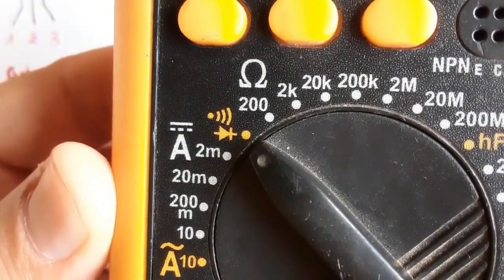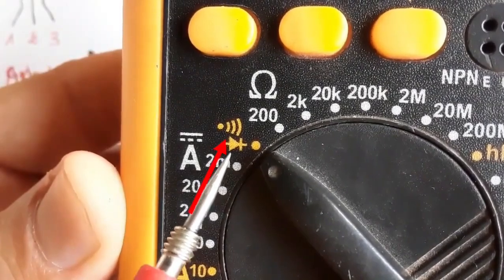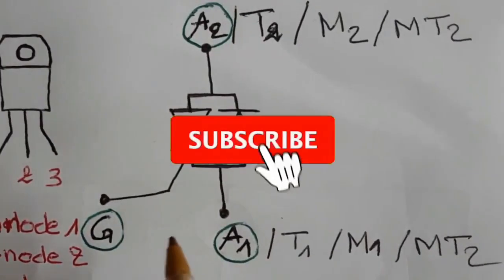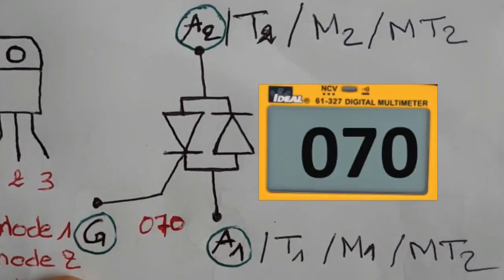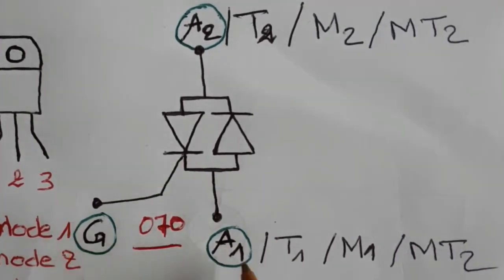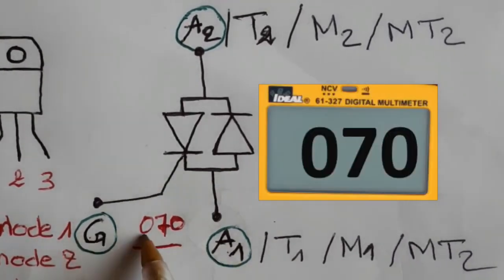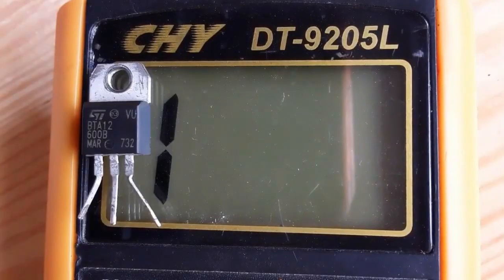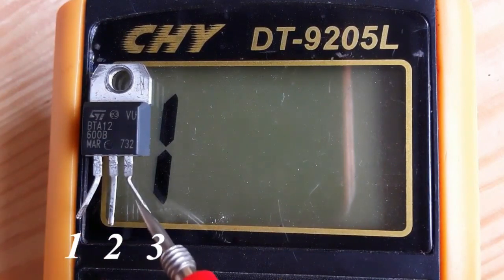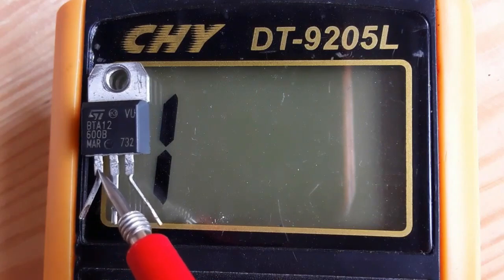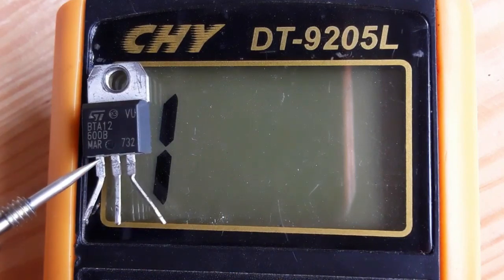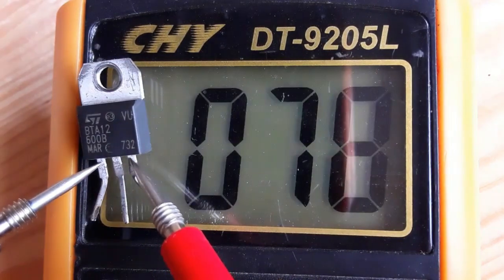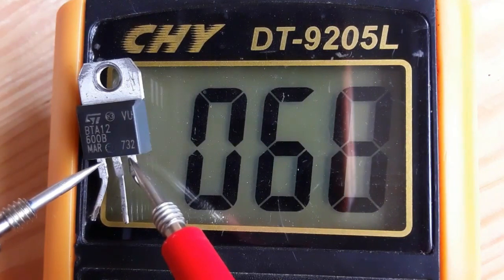So we're going to, of course, select the continuity option in the multimeter. Now a good TRIAC is a TRIAC that shows 0.70 drop voltage between the gate and anode 1. Between the anode 1 and the gate, you should get about 0.70 in the multimeter. So let's check this TRIAC. Between pin number 1 and pin number 3, or anode 1, we should get about 0.70. Of course, if you get 0.60 or 0.50, no problem. So let's check. We have about 0.68, which means this is a good TRIAC.